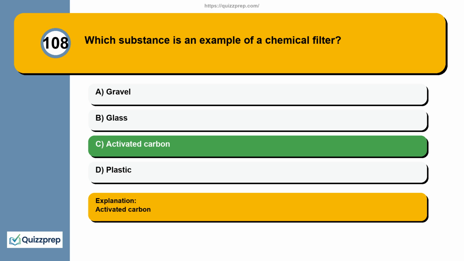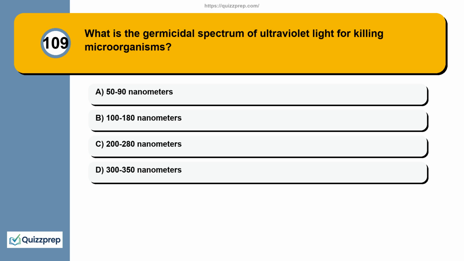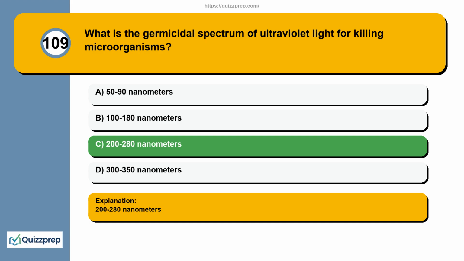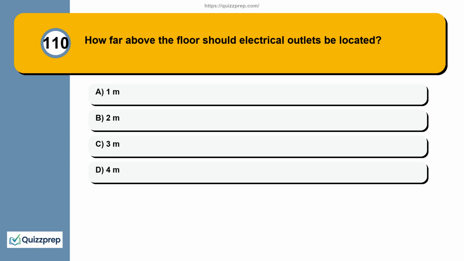Question 109. What is the germicidal spectrum of ultraviolet light for killing microorganisms? Option A, 50 to 90 nanometers. Option B, 100 to 180 nanometers. Option C, 200 to 280 nanometers. Option D, 300 to 350 nanometers. The correct answer is option C, 200 to 280 nanometers. Question 110.